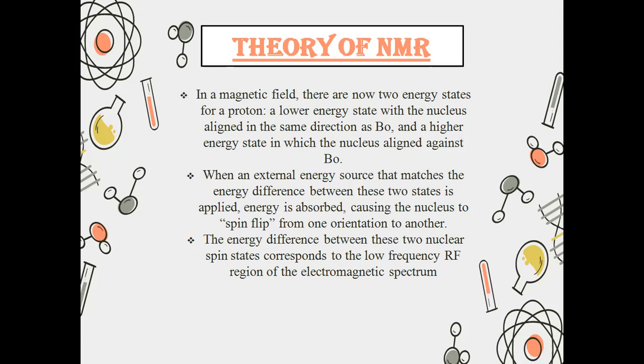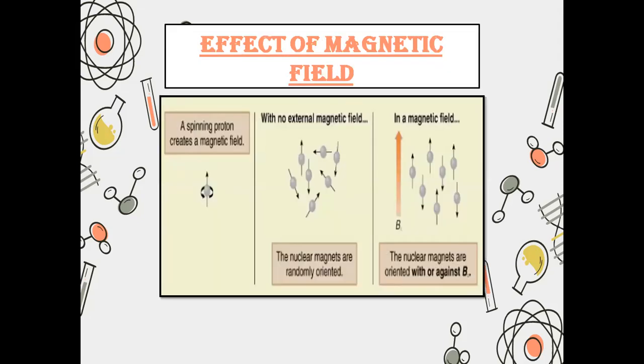So when an external energy source that matches the energy difference between these two states is applied, energy is absorbed, causing the nucleus to spin flip from one orientation to another. And the energy difference between these two nuclear spin states corresponds to the low frequency radio frequency region of the electromagnetic spectrum. Now, effect of magnetic field. As you can see, a spinning proton creates a magnetic field around itself. And when no external magnetic field is applied, the protons are randomly oriented in direction.